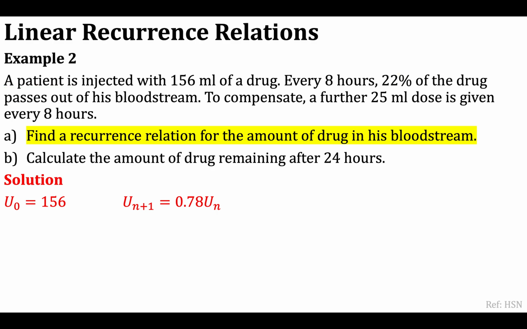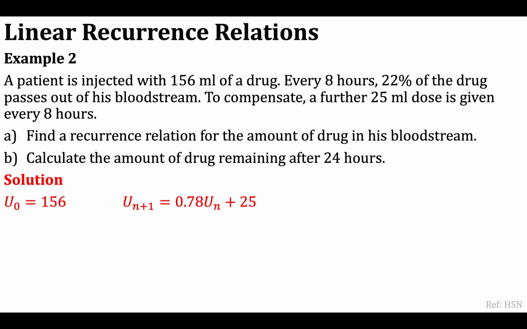Now, it then says to compensate, a further 25 millilitre dose is given every 8 hours. So that means there's another 25 millilitres being injected into the patient's bloodstream. So that is being added on every 8 hours. So our recurrence relation is U(n+1) equals 0.78 multiplied by U(n) plus 25.